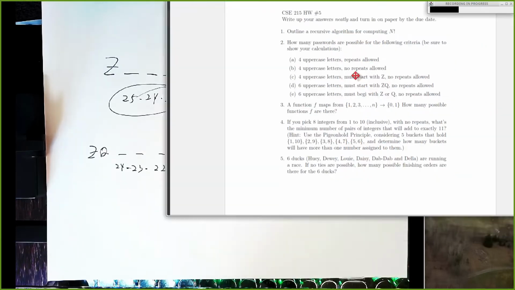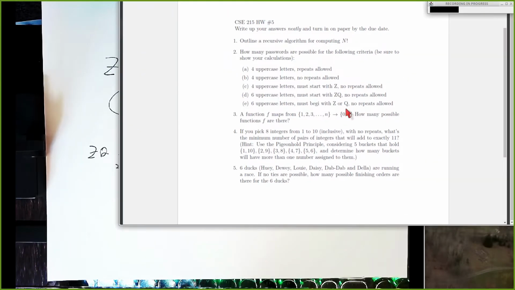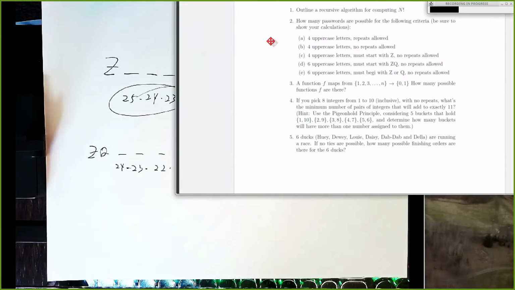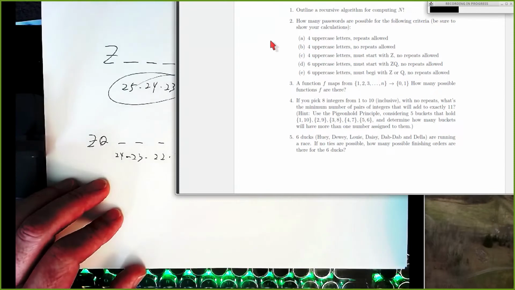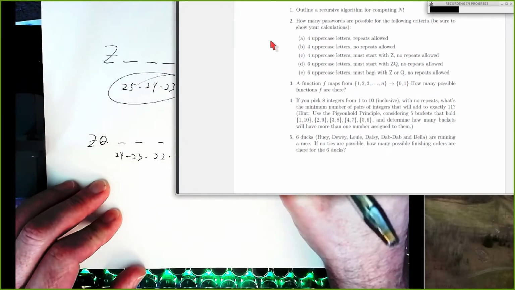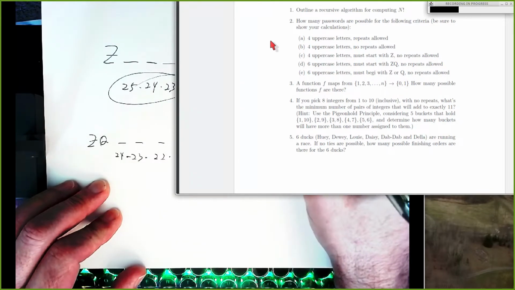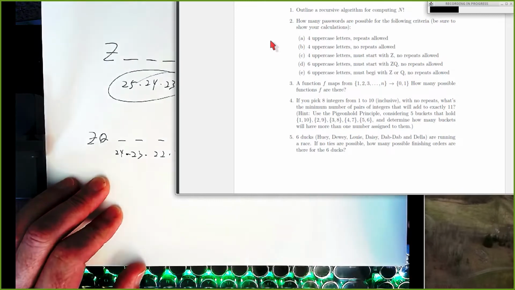All right, and then E makes it a little different. 6 uppercase letters must begin with a Z or a Q, and no repeats allowed. 2 times permutation with 25 5 is what I was getting. Perfect. So what's happening here?